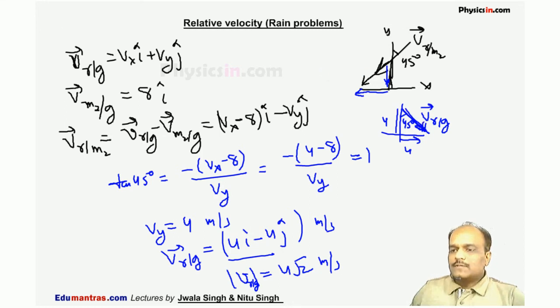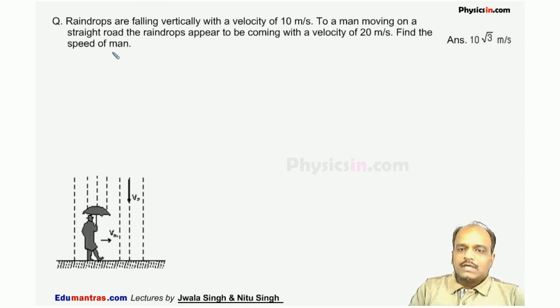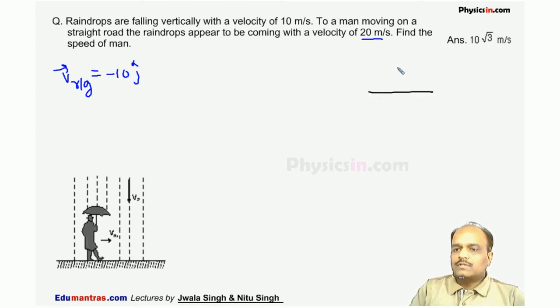Now our next question is: rain is falling vertically, it is given. To a man moving on road, the raindrop appears to be coming with a speed of 20 meter per second. This is not velocity, it's magnitude of velocity. Find the speed of the man. Now we'll choose our coordinate system. This is our x-axis and y-axis. X-axis is along ground and y-axis is perpendicular to ground. Let the velocity of the rain with respect to ground be minus 10 j cap.